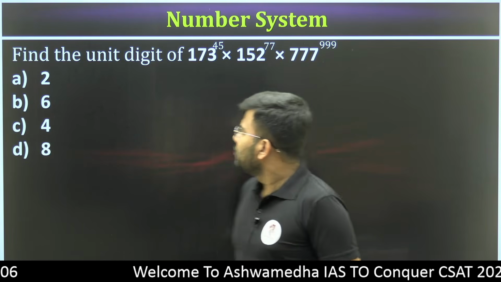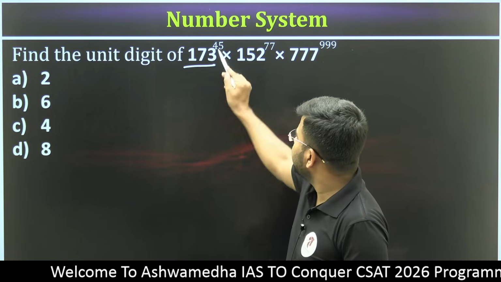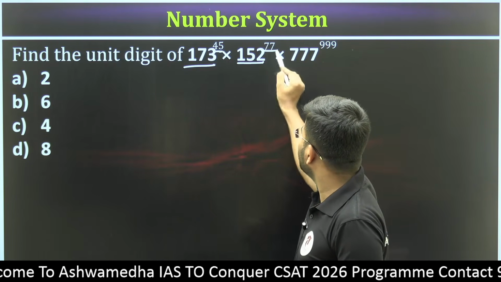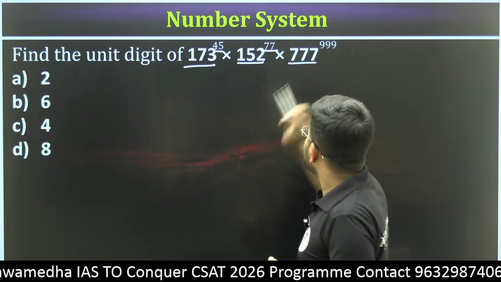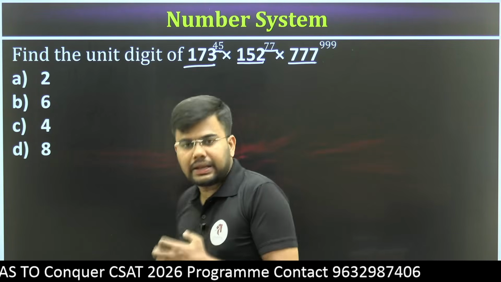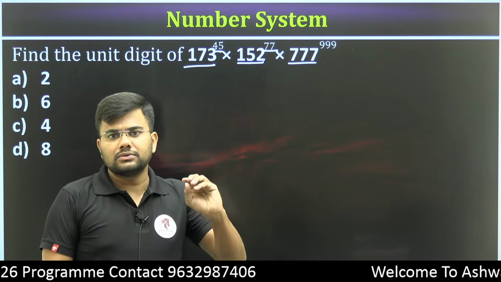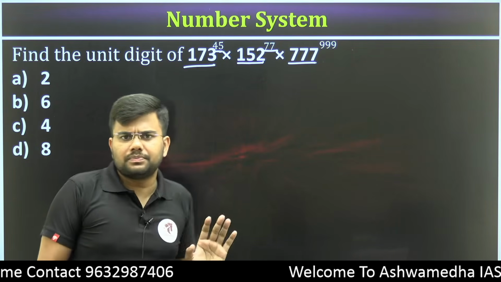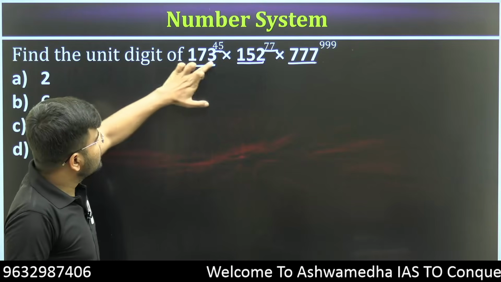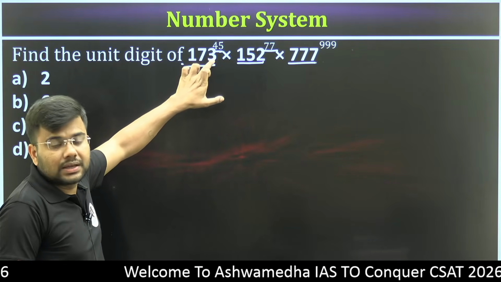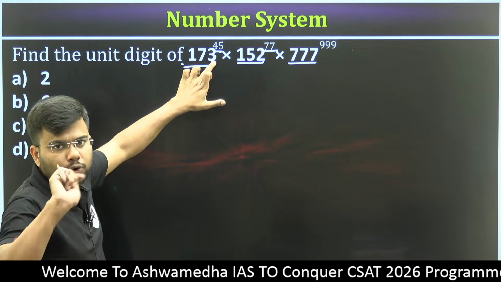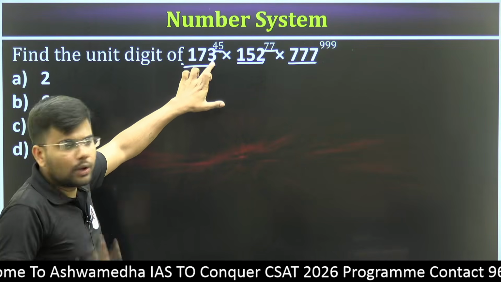Find the unit digit of 173 to the power of 45 into 152 to the power of 77 into 777 to the power of 999. What are we supposed to do? You are supposed to find the unit digit of the entire number. For this number, the digit is 3. 3 repeats its cycle of 4.